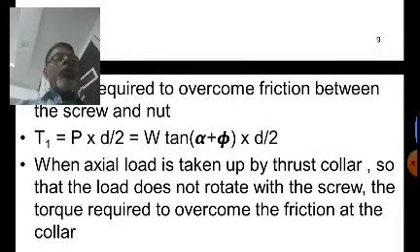Now consider when the axial load is taken up by the thrust collar, so that the load does not rotate. See, whenever we are using the screw jack, when you are lifting, when you apply the effort, at that time your vehicle is not rotating, right? It will just move. So definitely with the screw your load will not rotate. So we are providing some collar there, right? That collar will remain stationary, and over that we apply the load, so that the load does not rotate on the screw. Definitely between the collar and the screw there is friction.